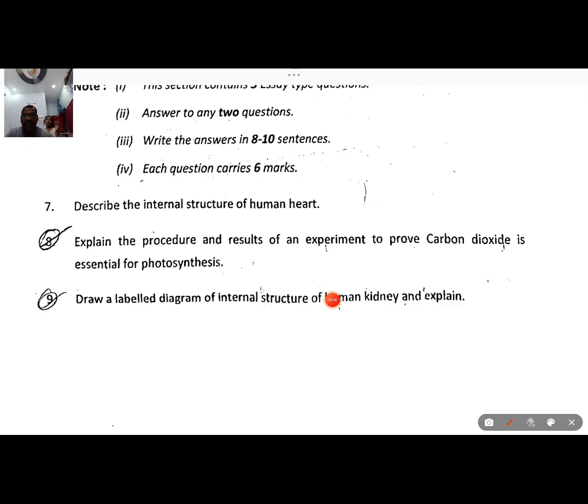Here an example is given: describe the internal structure of the heart. This is a concept based question from your textbook. So you'll study the internal structure of the heart, the kidneys, or the sex determination process in human beings, like that. Questions will be asked directly from your textbook.